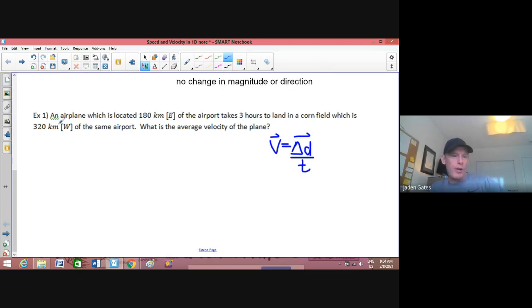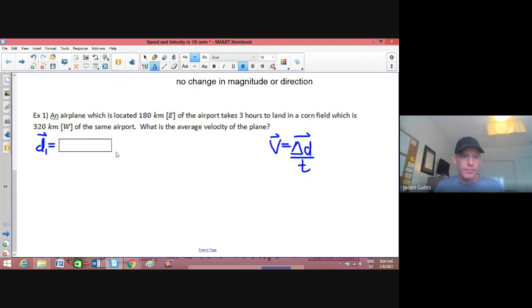Now, what variables do we have here? This is something that was a little bit confusing when you're talking about displacements. I have an airplane located 180 kilometers east of the airport. That didn't tell me that the airplane moved, so that's not a displacement here. This is, in fact, a position vector, because it's telling me where it is in reference to some point. So I have a D1, a position vector of 180 kilometers east of my reference point, which happens to be the airport.